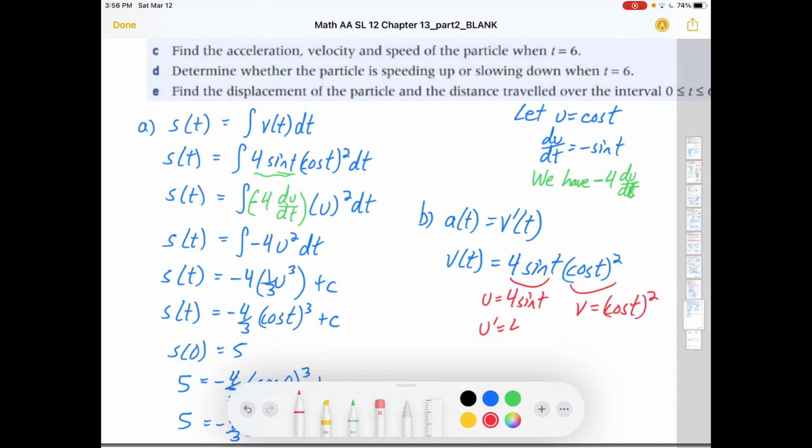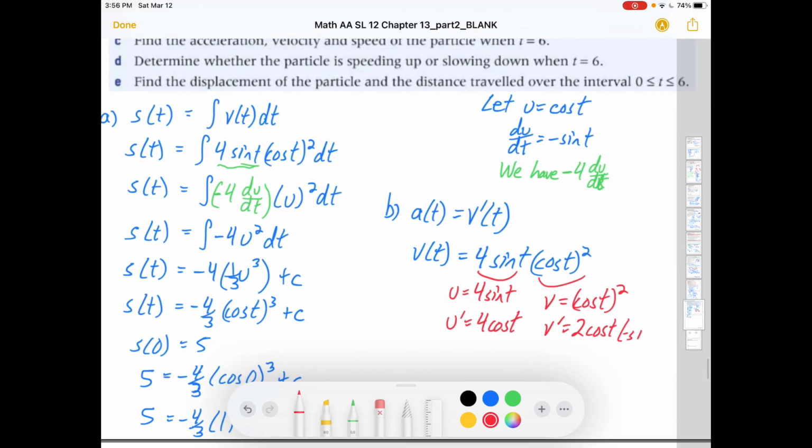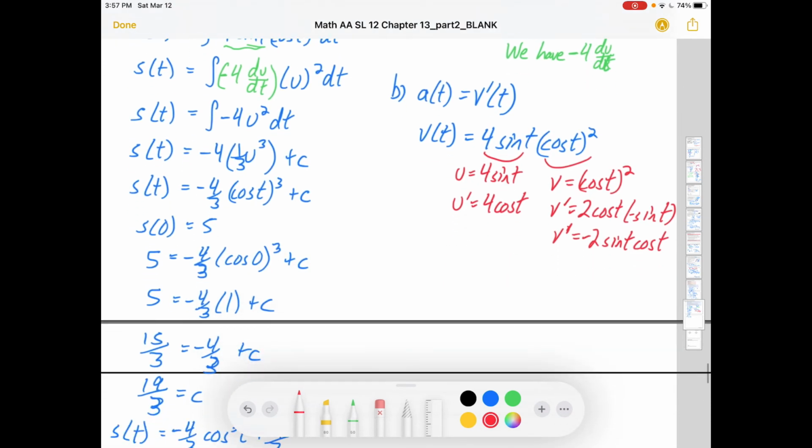So this is going to give us 4 cos t for u prime. V prime is going to be a bigger mess. It's going to be 2 cos t times the derivative of cos t, which is negative sine t, or v prime would be negative 2 sine t cos t. Okay. Which you might recognize from a double angle formula. I'm not sure that it makes your life a whole lot easier to use it at this point.